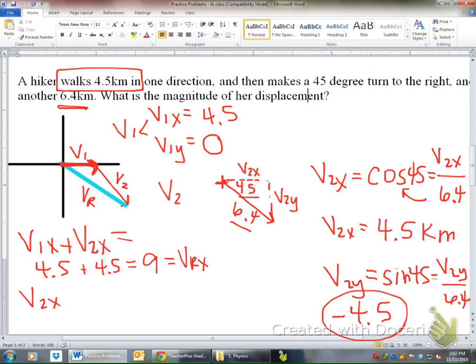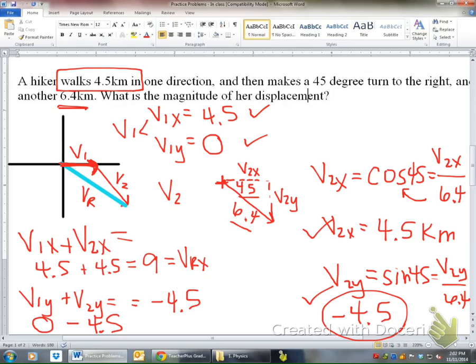Now we add our v sub 1y plus v sub 2y. We have the x and the y components of both of our vectors. We're just adding those x's together and adding the y's together. So our v sub 1y is what? 0. Our v sub 2y is negative 4.5. So that means our resultant y component equals negative 4.5. Okay? We're almost done. We're almost there.